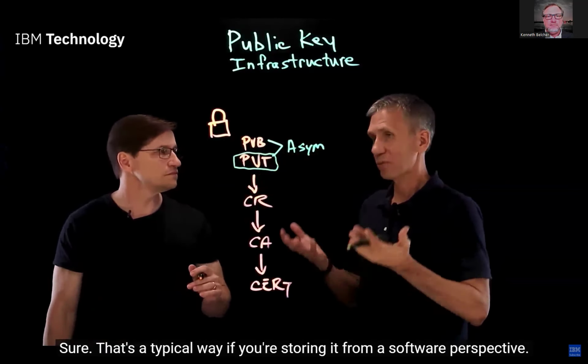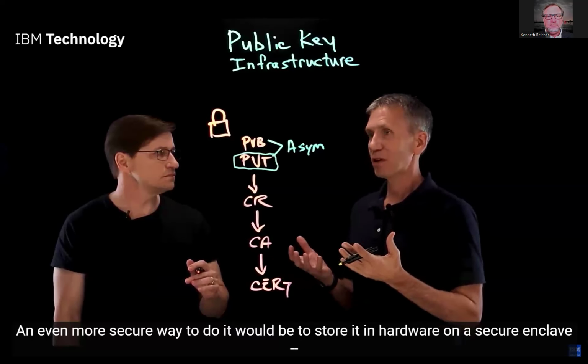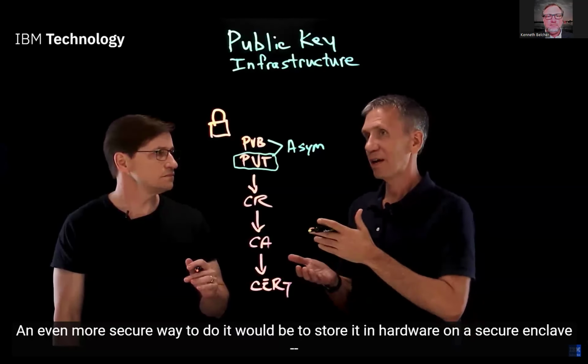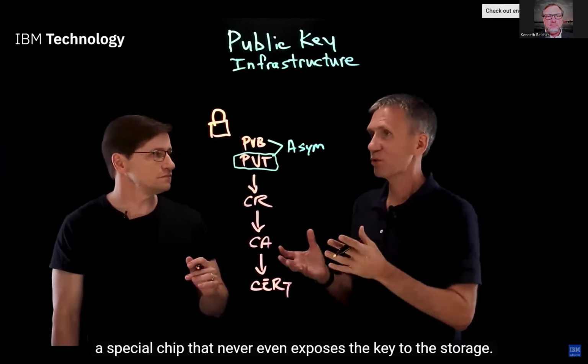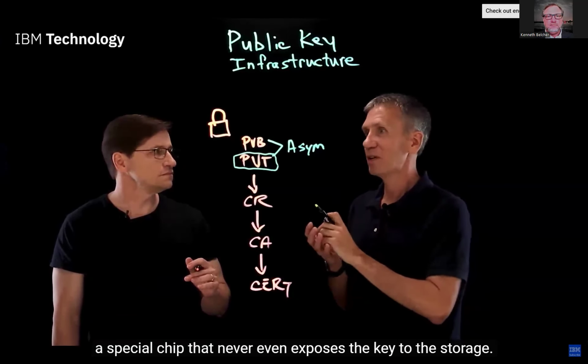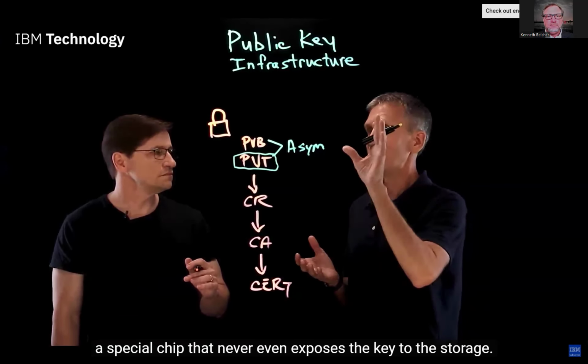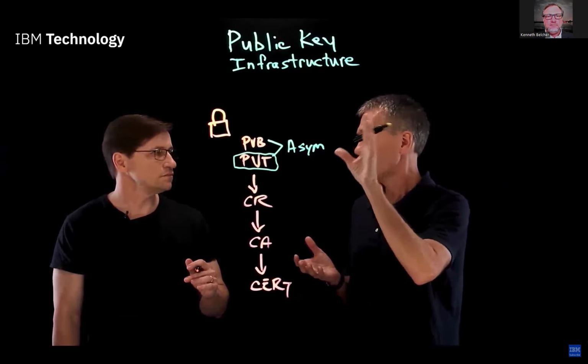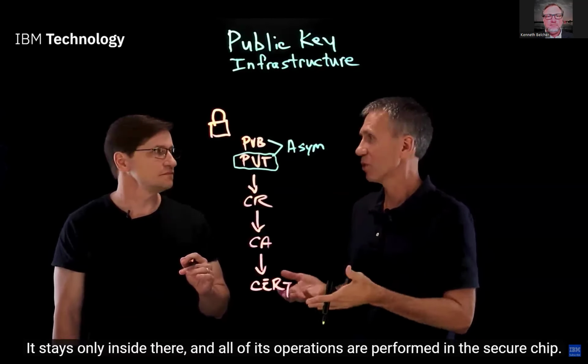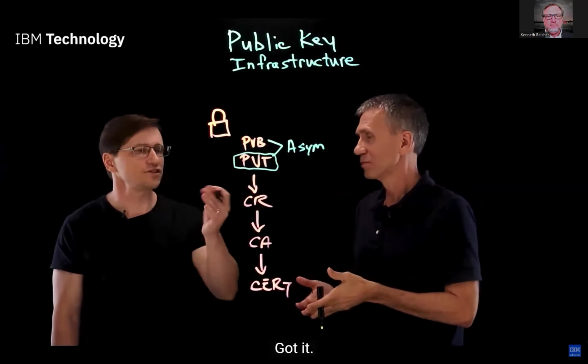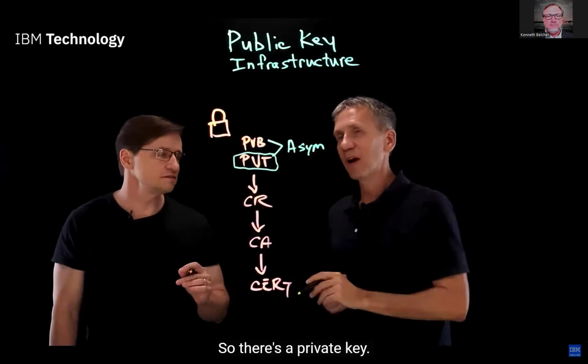An even more secure way to do it would be to store it in hardware on a secure enclave, a special chip that never even exposes the key to the storage, or even the admin memory, for that matter. Exactly. No one can see it. It stays only inside there, and all of its operations are performed in the secure chip. Got it. So let's go on then. So there's a private key.